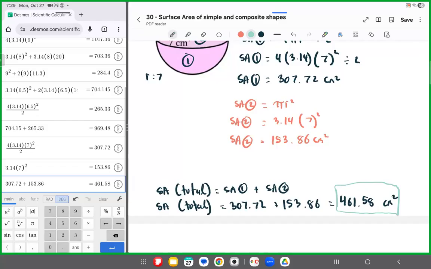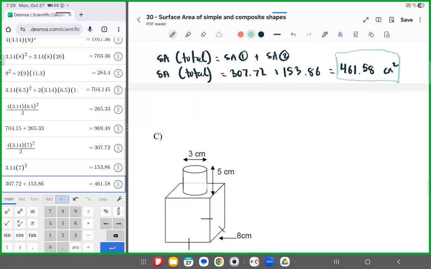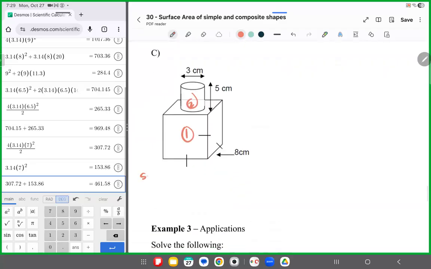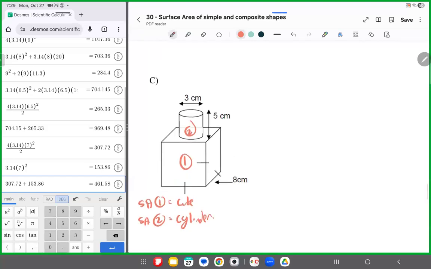Okay. Now, this one came from the book. I believe this was a support question. Here we have two shapes. We have a cube. So surface area 1 is a cube, and surface area 2 is a cylinder. So we have a situation. We have a cylinder sitting on top of a cube, and we need to find the surface area of this whole thing.